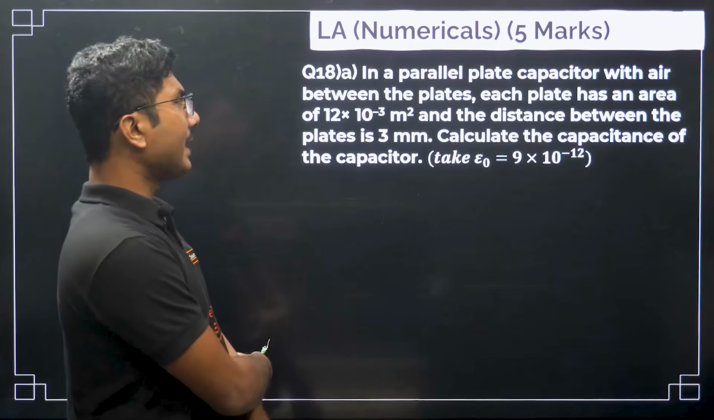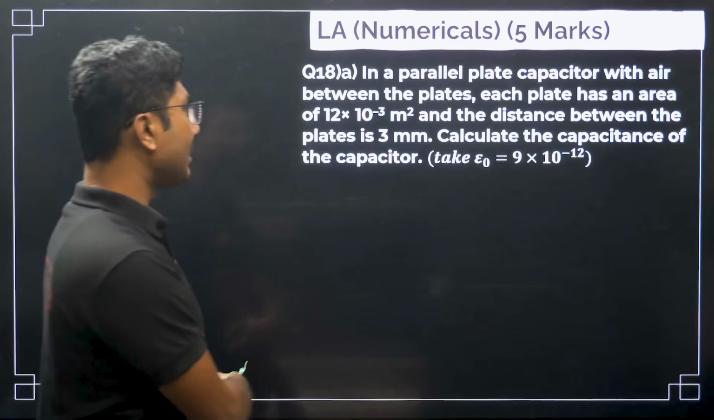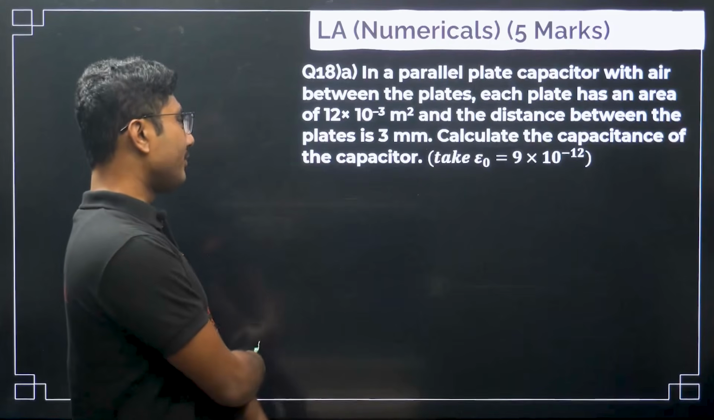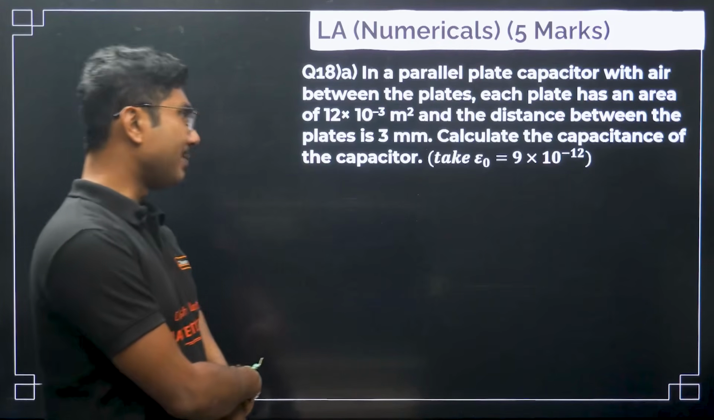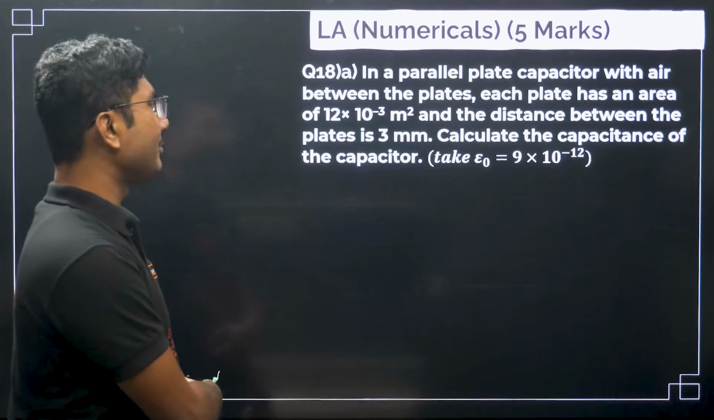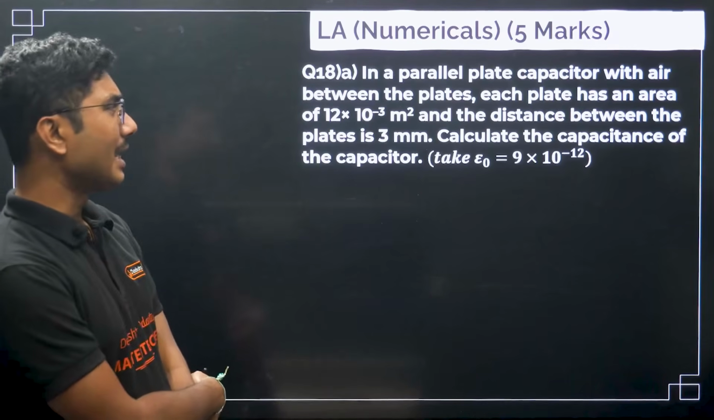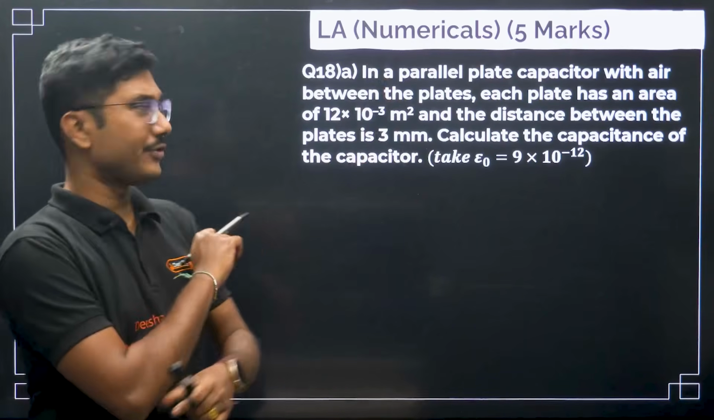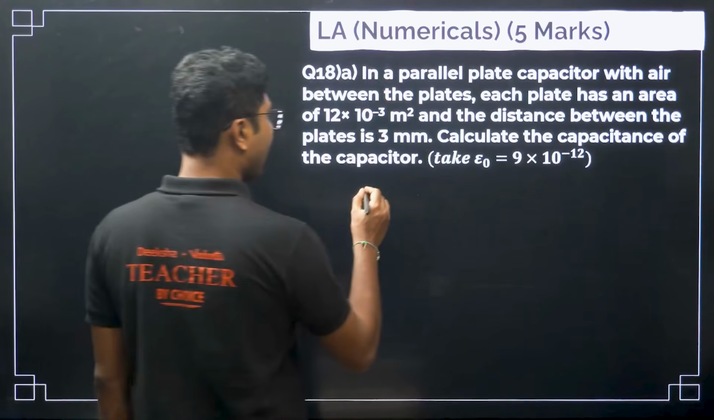In a parallel plate capacitor with air between the plates, each plate has an area of 12 into 10 to the power of minus 3 meter square and the distance between the plates is 3 millimeter. Calculate the capacitance of the capacitor. This is part A of the question. So calculate the capacitance.